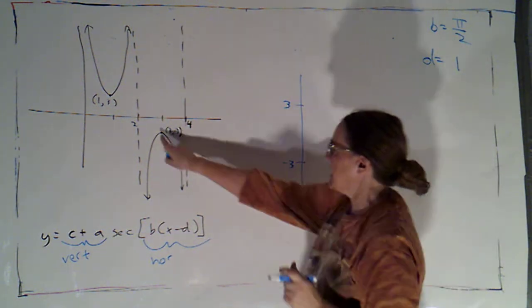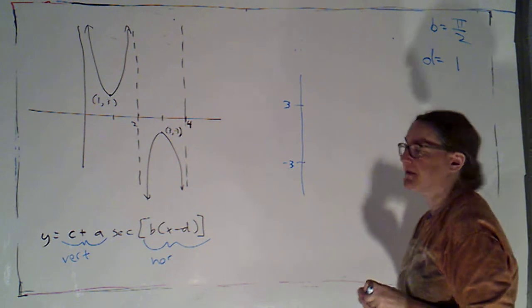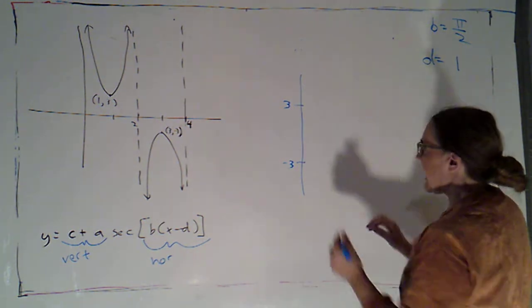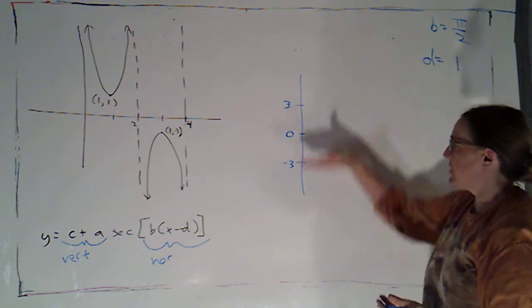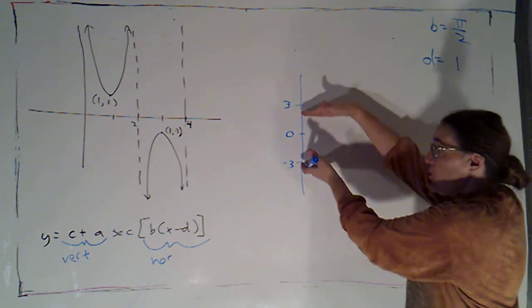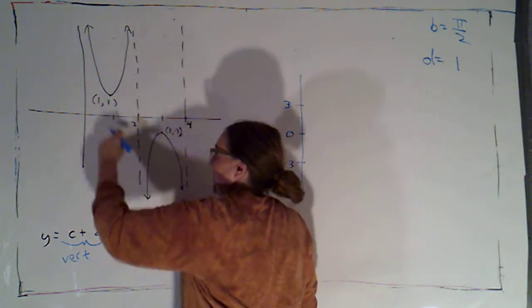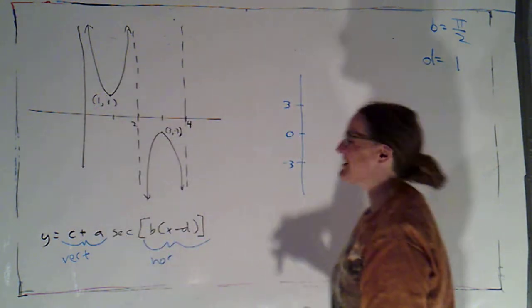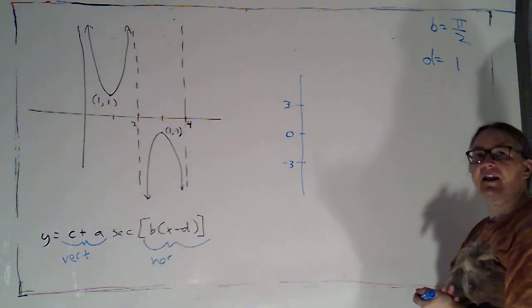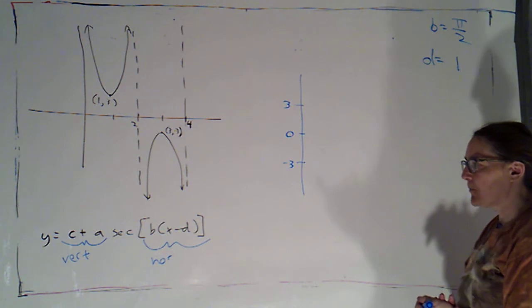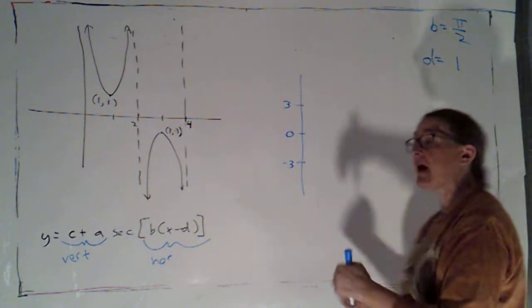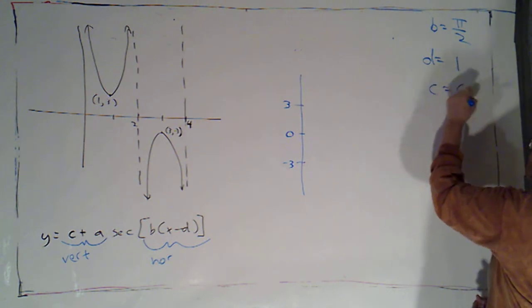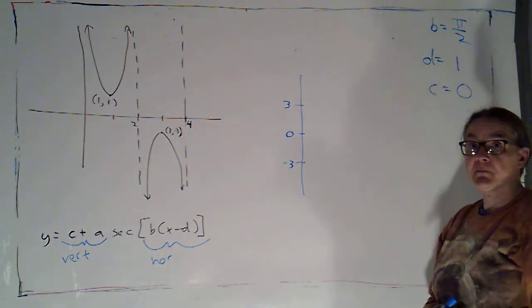Negative 3 is the high point of these negative bumps. Okay. Now, what's halfway in between that would actually be 0. So my middle value for the cosine graph would sort of be in between these bits, and my middle value for cosine would actually still be 0. So that tells me that I have not moved things up or down at all. So my C is going to be 0.